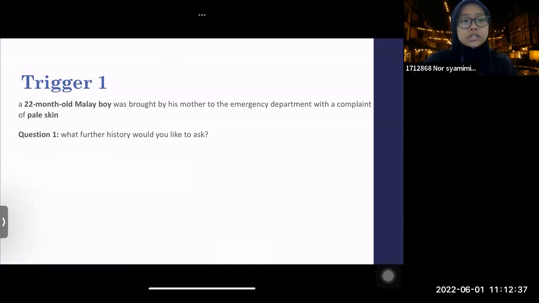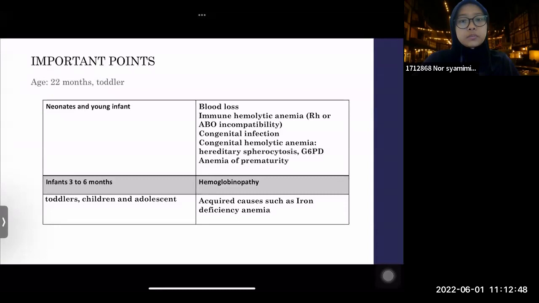Before we go to the question, we look at the important points. First, the chief complaint is pale skin, which is a common manifestation of anemia. The causes have been listed before. The other important point is the age of the patient. This patient is 22 months, which is toddler age. Certain age groups have their own common causes of anemia.